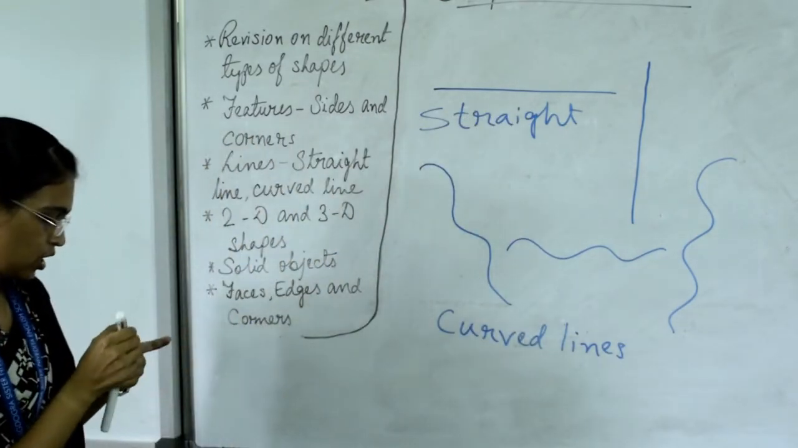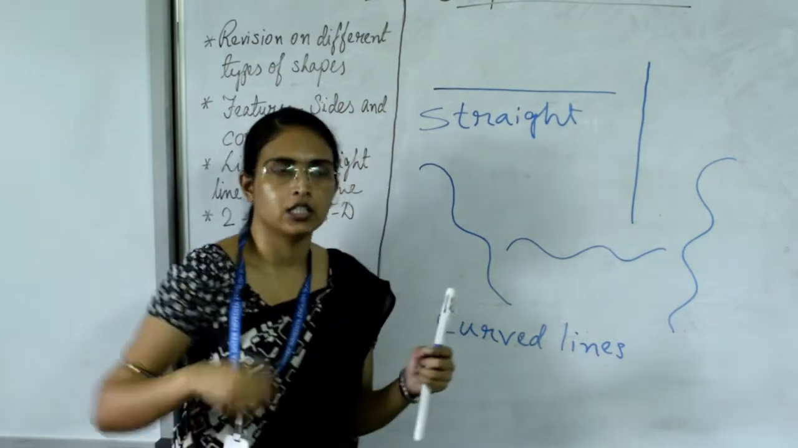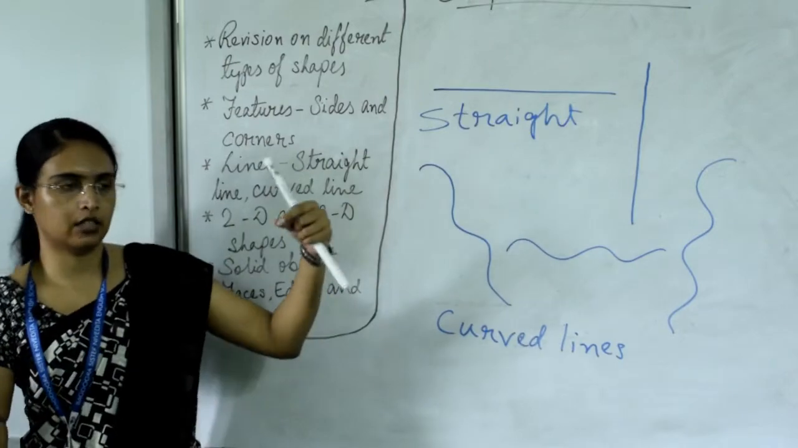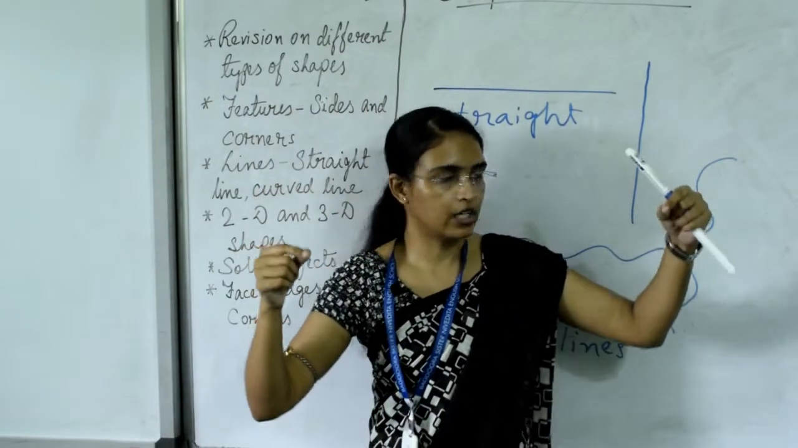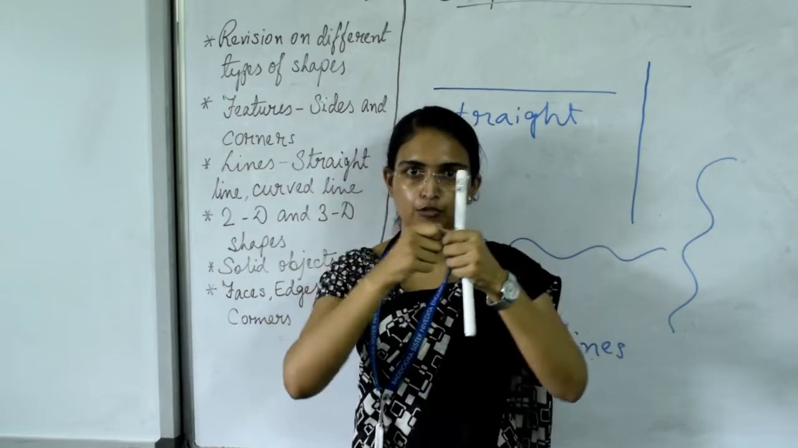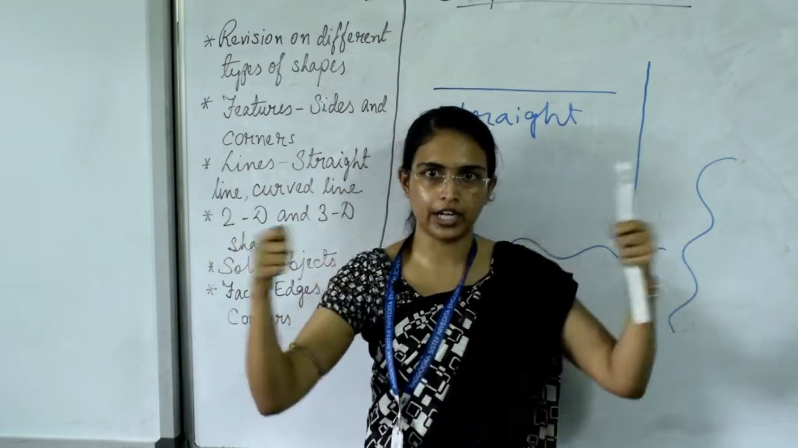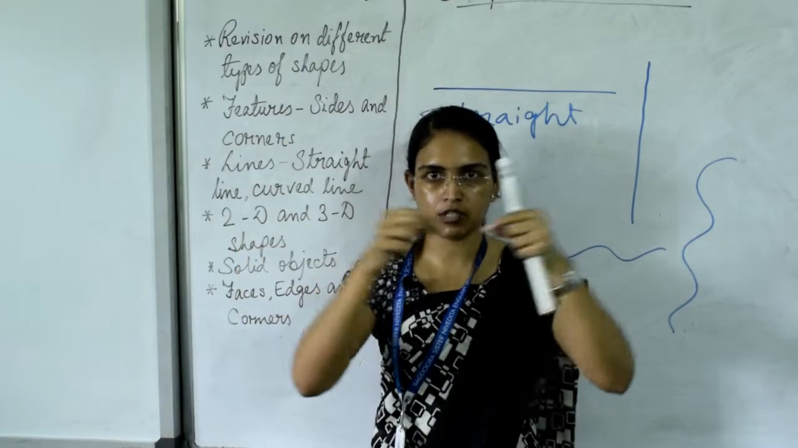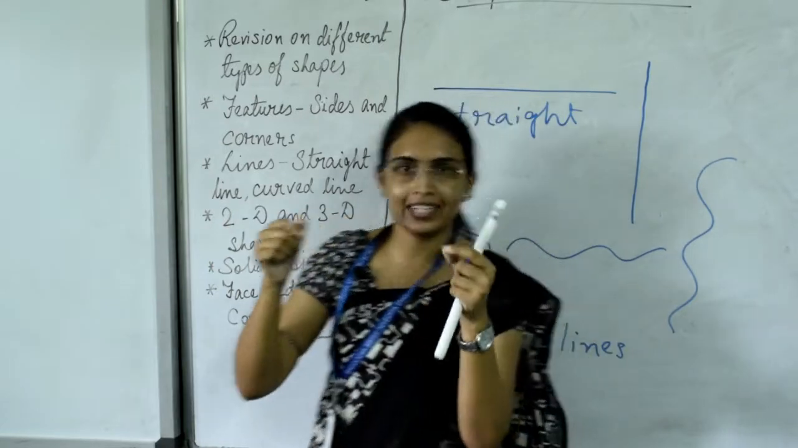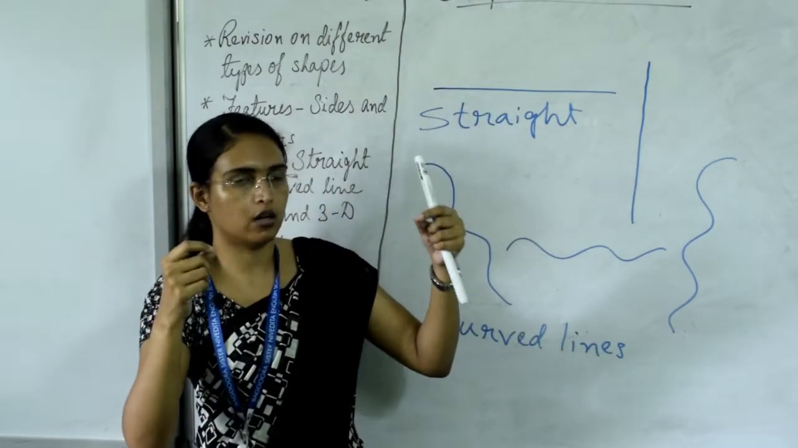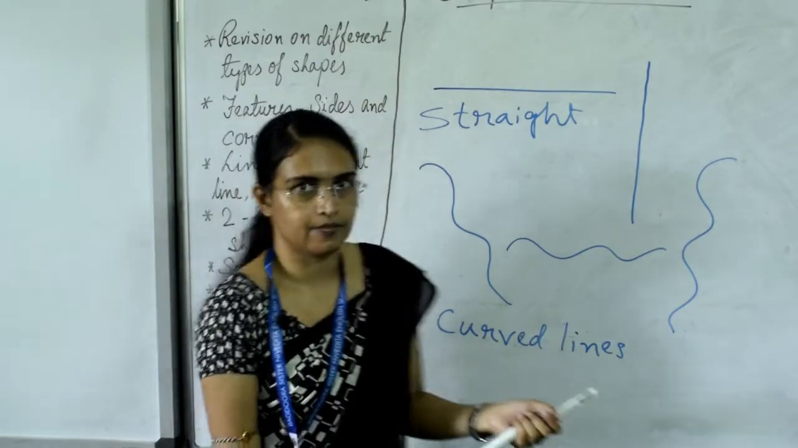Now for example, if you have a thread, hold it at a point in this way, and if you hold it tightly and stretch that thread, it becomes a straight line. But when you hold it loosely, then it becomes the shape of a curved line.